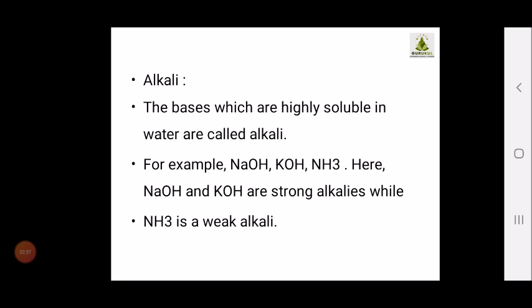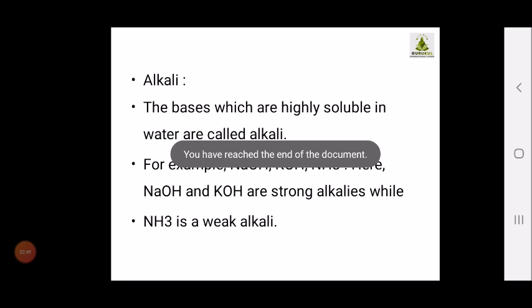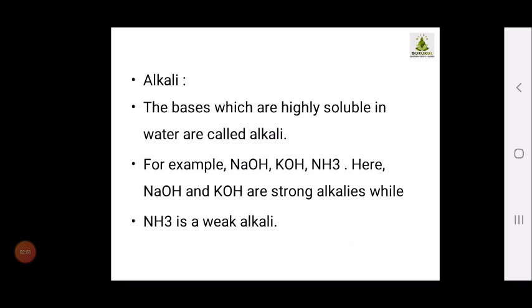Here you can see that NaOH, sodium hydroxide, and potassium hydroxide are strong alkali, whereas ammonia is a weak alkali. So here we have studied the concept of strong and weak acids, strong and weak bases, and strong and weak alkali.